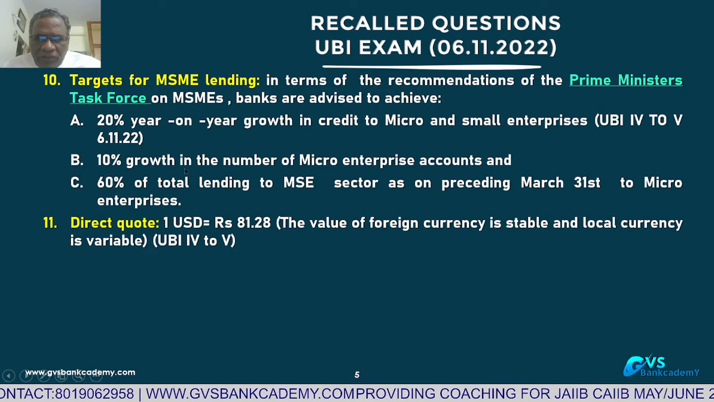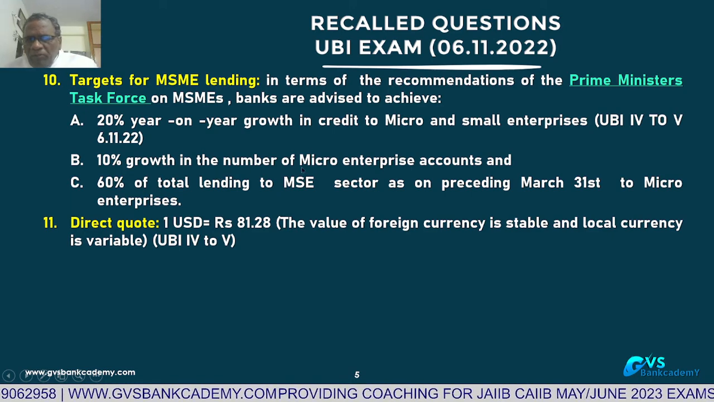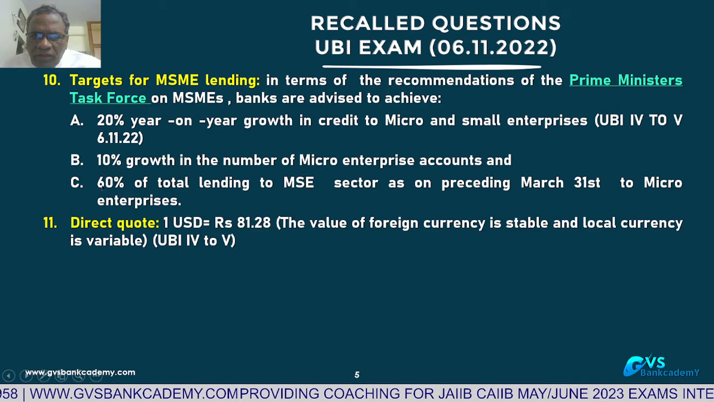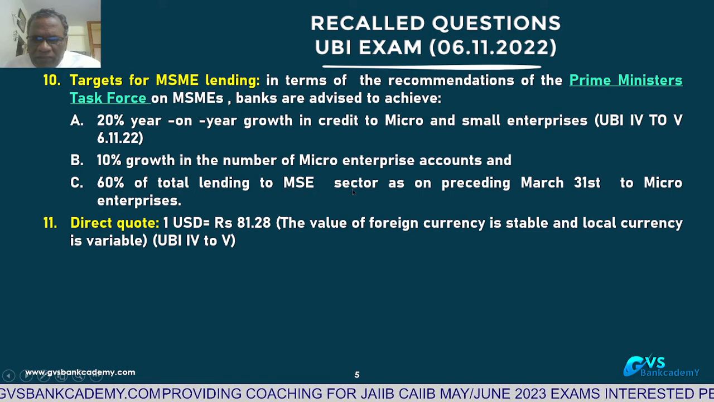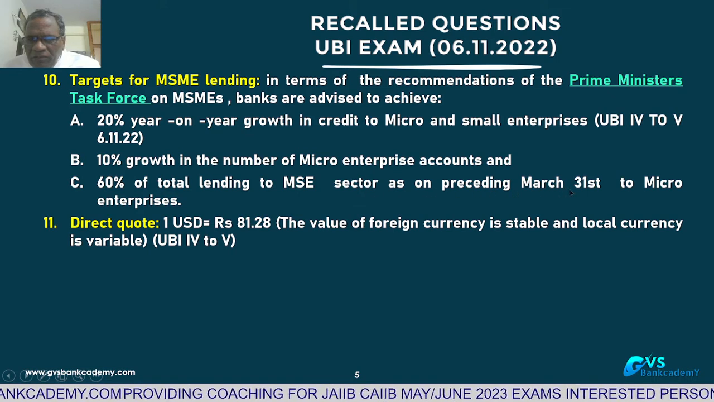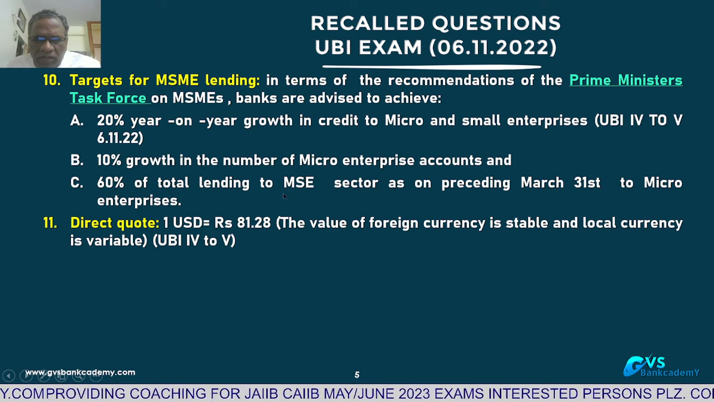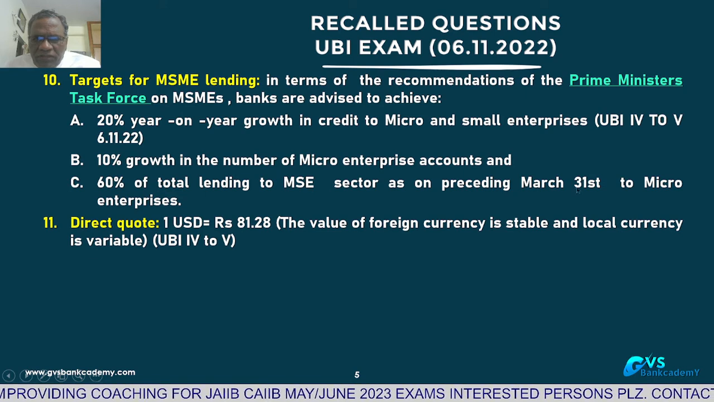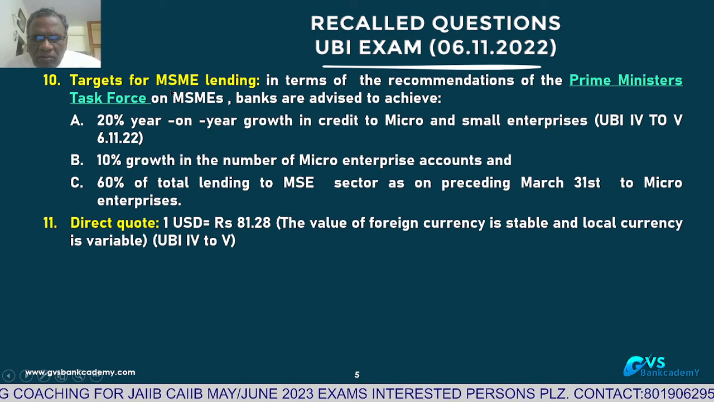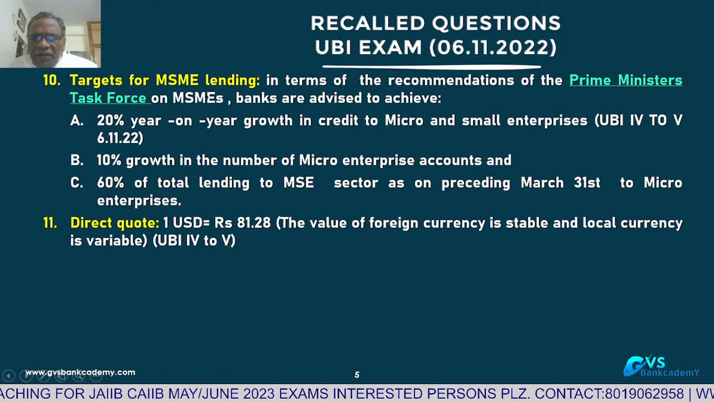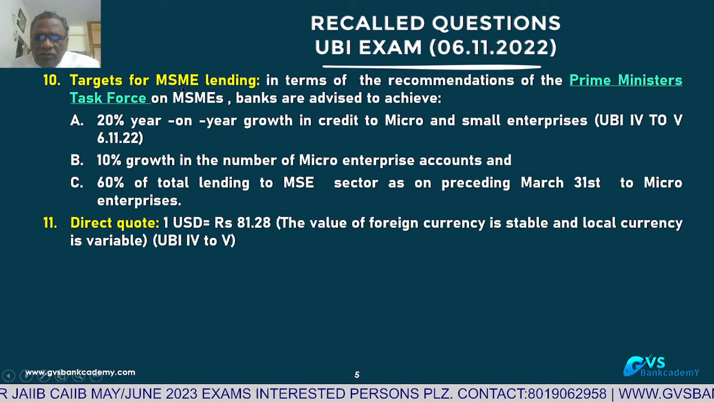Second point, 10% growth in the number of micro enterprise units. Every year, growth in the number of micro units is 10%. Third point, 60% of total lending to the micro and small enterprise sector as on the preceding March 31st should go to micro enterprises. So out of the total micro and small enterprises lending, 60% will go to micro enterprises. Overall, microfinance, lending, circulars, definitions, your bank schemes, you have to see thoroughly.